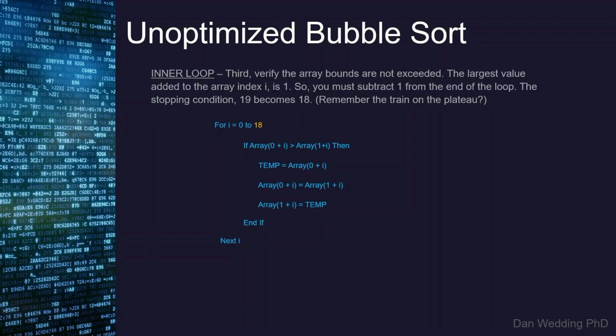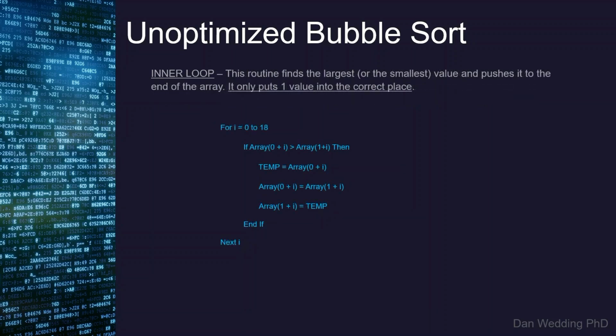The largest value added to the array index I is 1. So, you must subtract 1 from the end of the loop. The stopping condition, 19, becomes 18. This routine finds the largest, or the smallest, value and pushes it to the end of the array. It only puts one value into the correct place.